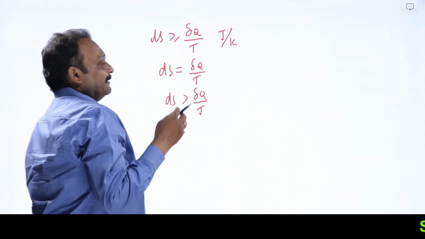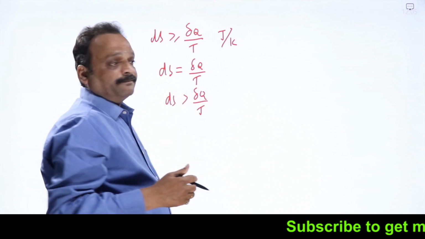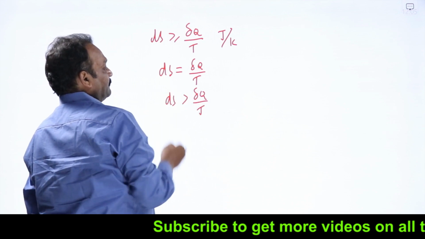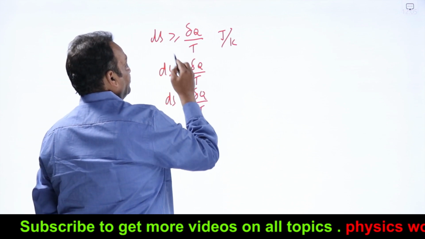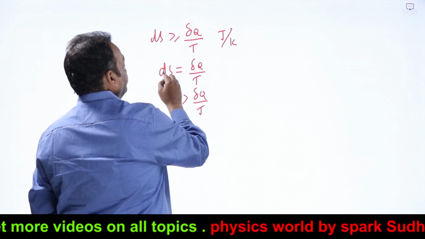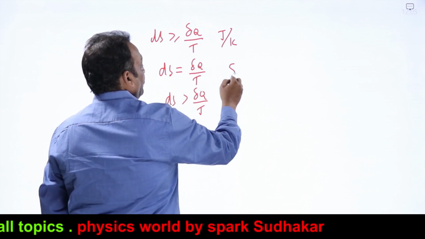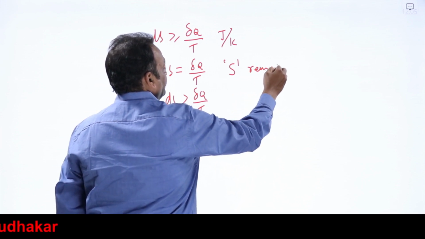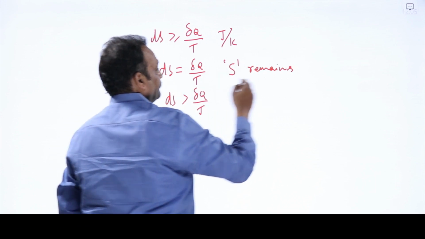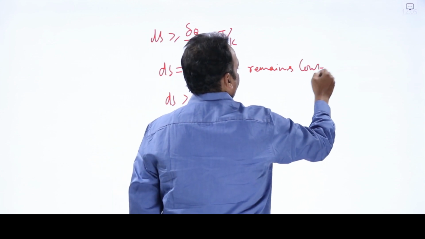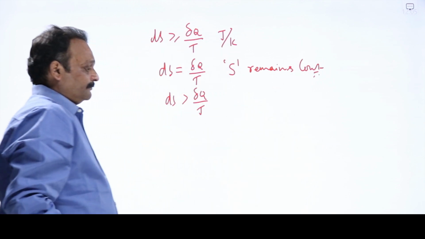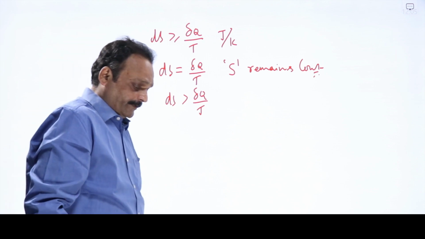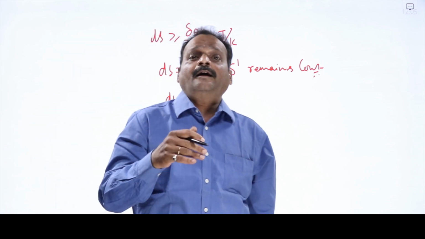In any adiabatic process, delta Q is equal to 0. In a reversible adiabatic process, when delta Q is equal to 0, dS is equal to 0, or the entropy S of the system remains constant. This is what we have observed in our last video. Right now, before proceeding further into entropy, we will see what is known as Carnot's theorem.